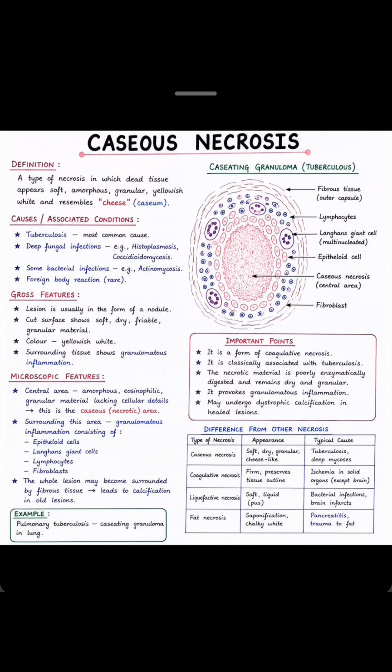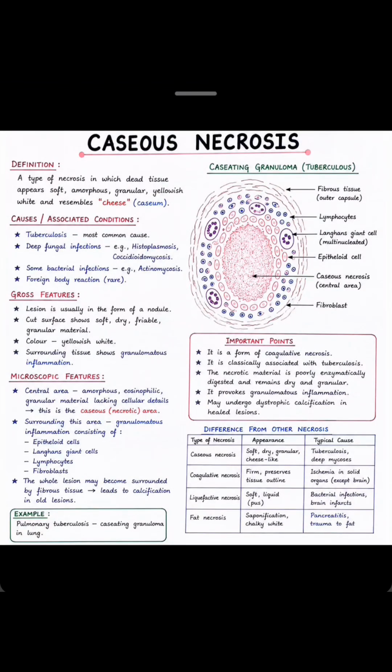So what's the absolute number one cause of caseous necrosis? That is tuberculosis, TB, caused by Mycobacterium tuberculosis. Other causes include deep fungal infections like histoplasmosis or coccidioidomycosis and occasionally actinomycosis.